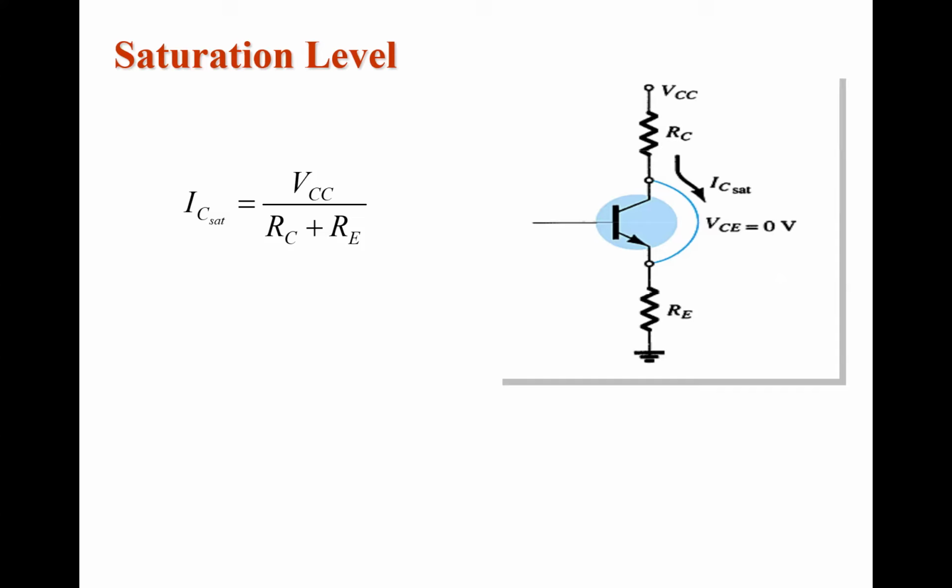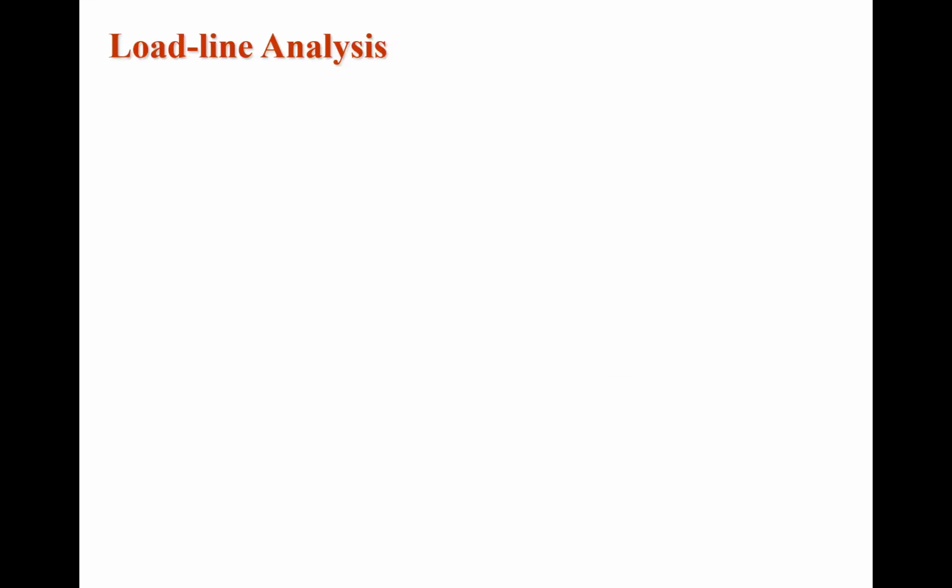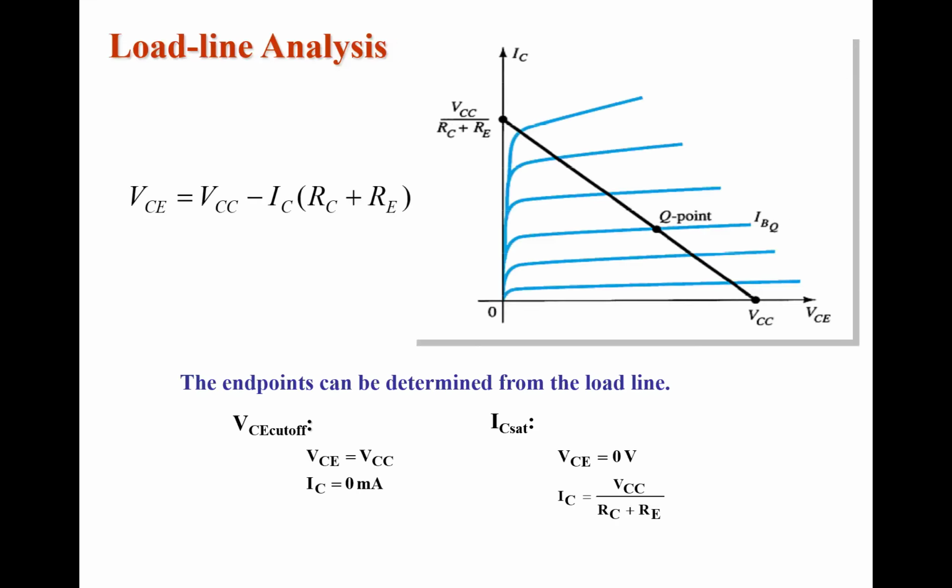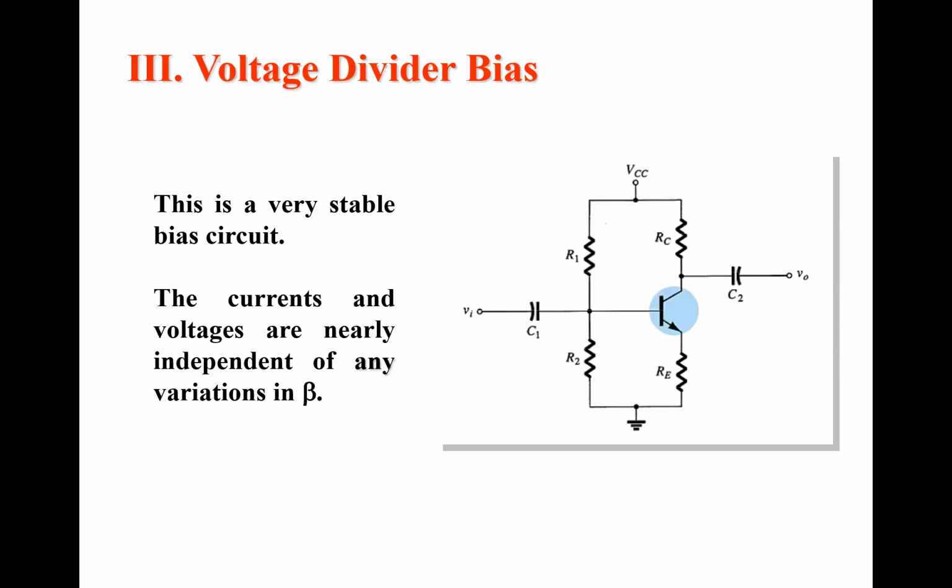Next, coming to the saturation level in case of emitter bias. See here, previously IC sat is equal to VCC by RC only, whereas here IC sat, that is maximum saturation current, is equal to VCC by RC plus RE component. See, this we already discussed in the earlier case, how load line analysis can be determined for both DC and AC analysis. And this is the most important concept in case of biasing circuits.